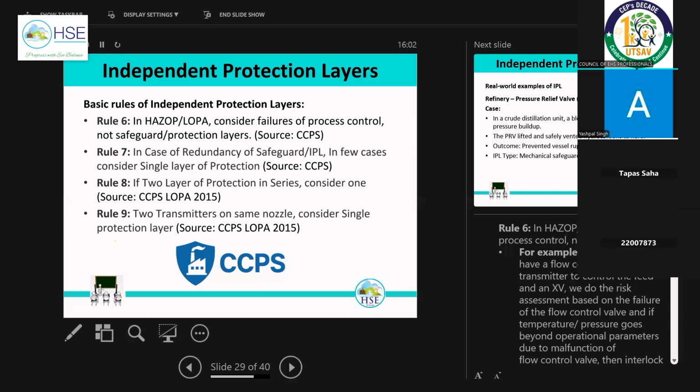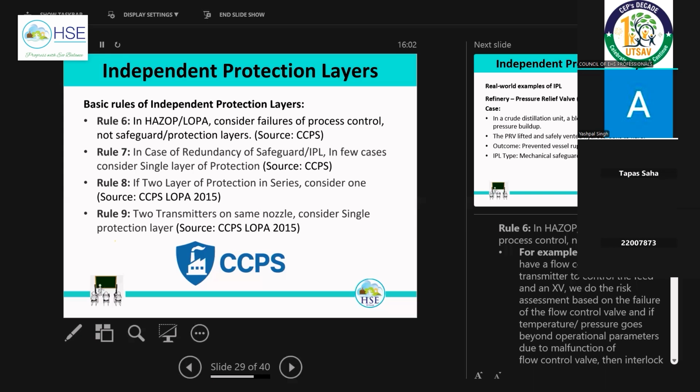So in both cases, both are in series, so we have to consider only the PSV as a control system, that is a safeguard or protection layer, not the rupture disc also. So only one credit we can take, right? So if 2 layers of protection are in series, consider 1 in that case.